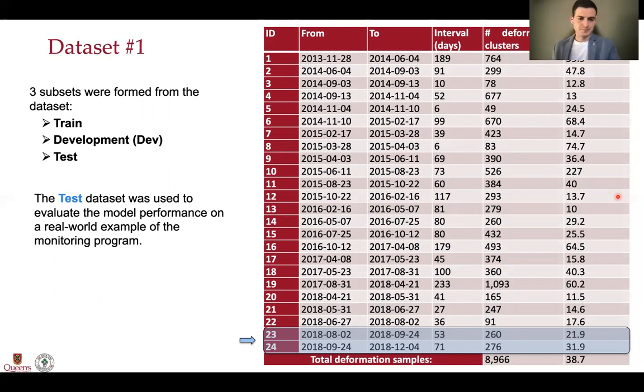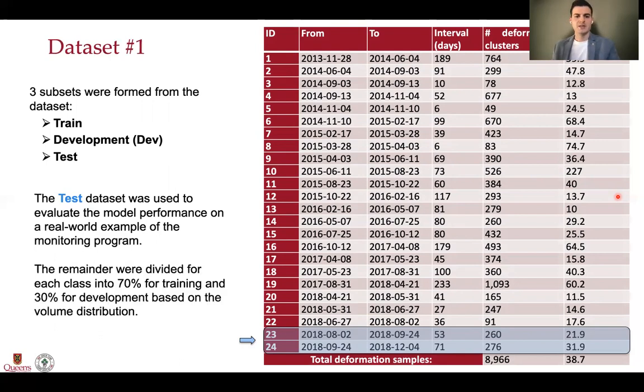And the rest of the data were divided for each class into 70% for training and 30% for development, based on the volume distribution. This was based on the observation that the larger the deformation volumes are, the more discrete the shapes become between rockfall and non-rockfall deformations, and thus the easier the labeling is for a human. As such, this practice was carried out to make sure that both training and development sets, which are crucial for the development of the model, come from the same distribution, and no such bias is induced in the training process.